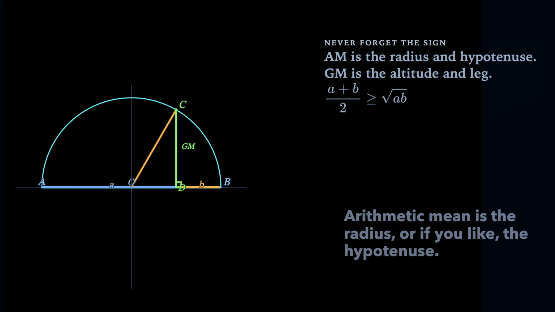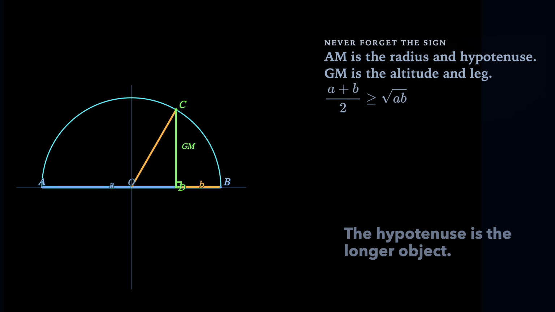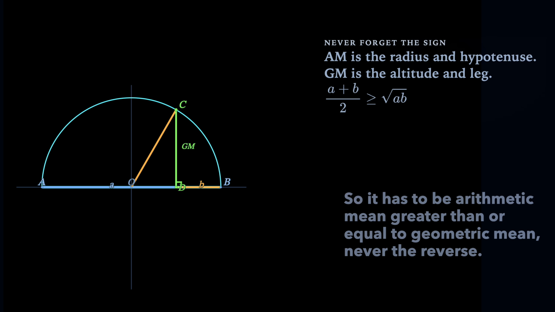Arithmetic mean is the radius, or if you like, the hypotenuse. Geometric mean is the altitude, or if you like, the leg. The hypotenuse is the longer object. So it has to be arithmetic mean greater than or equal to geometric mean, never the reverse.